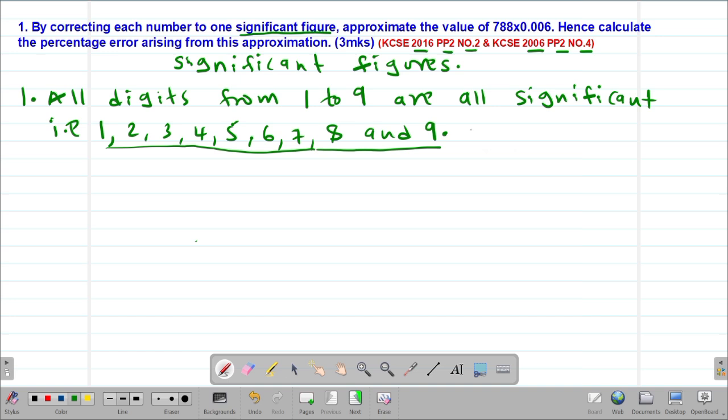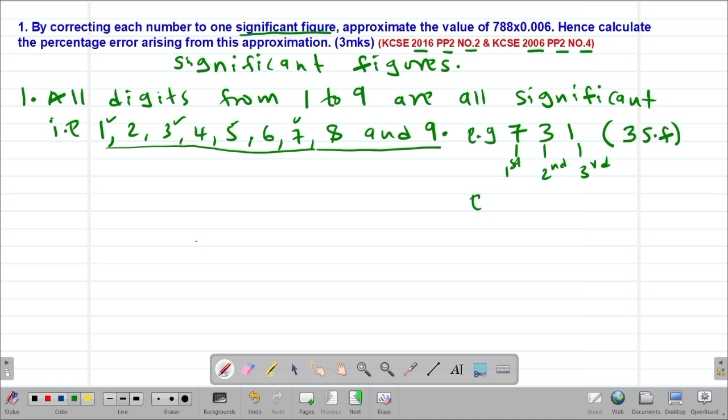A good example is, I can pick digit 7, combine it with digit 3, then combine it with maybe digit 1. In this case, we say that this is our first significant figure, this is the second significant figure, then this is the third significant figure. Therefore, this particular number formed is actually correct to three significant figures.